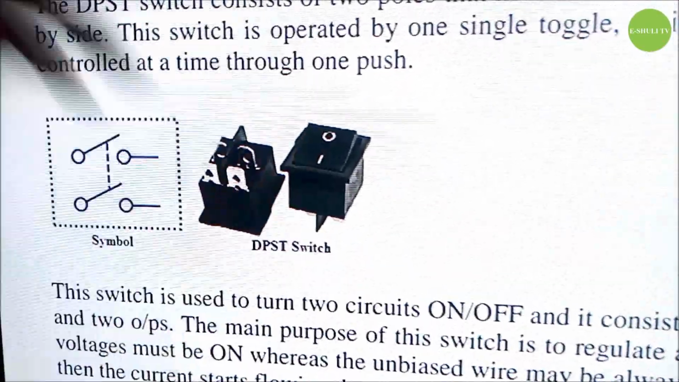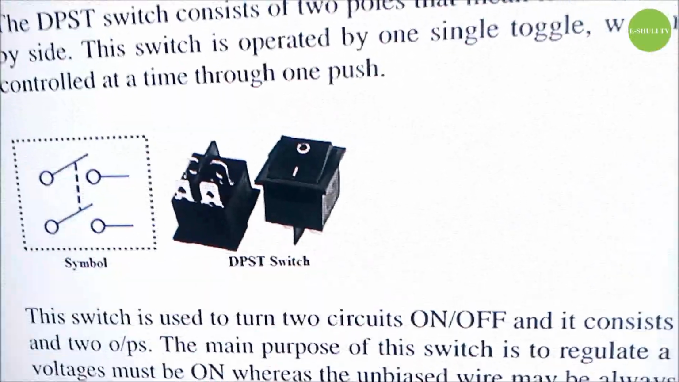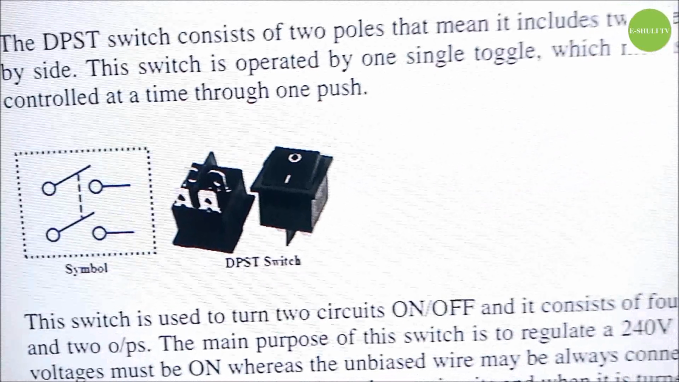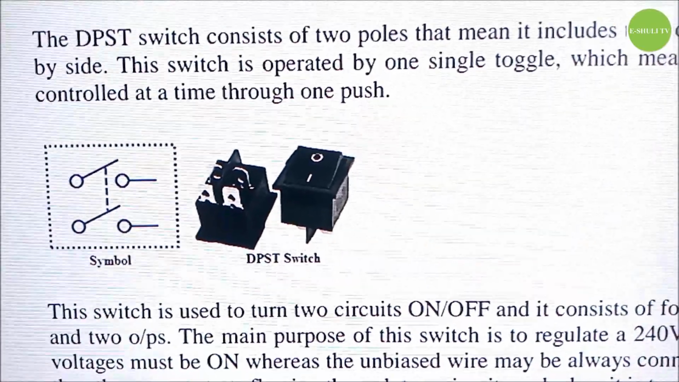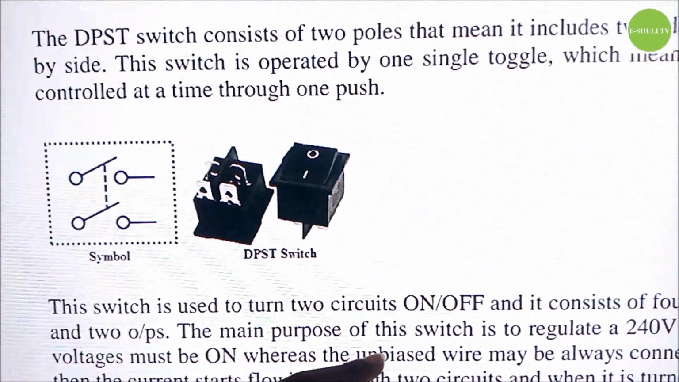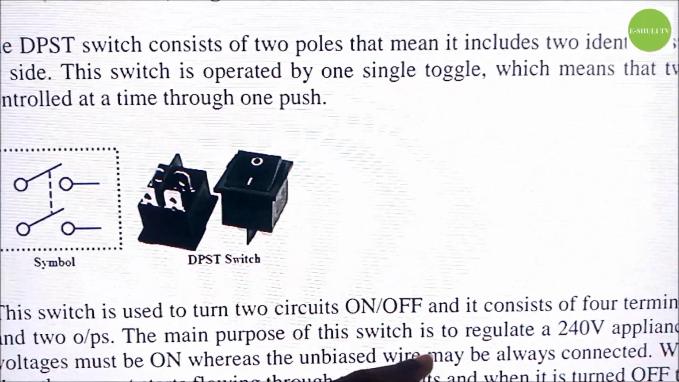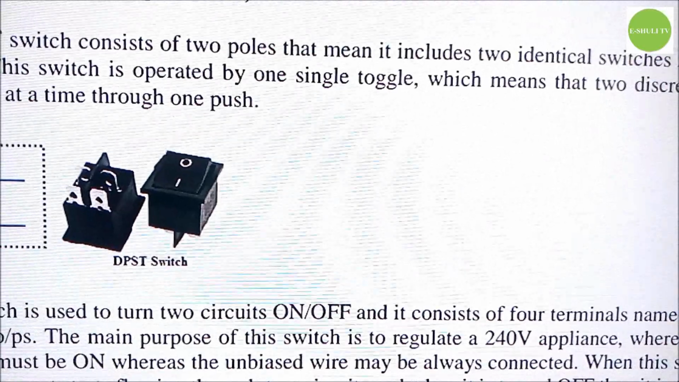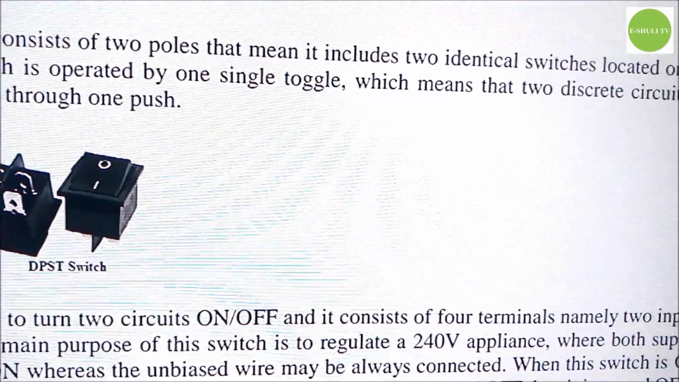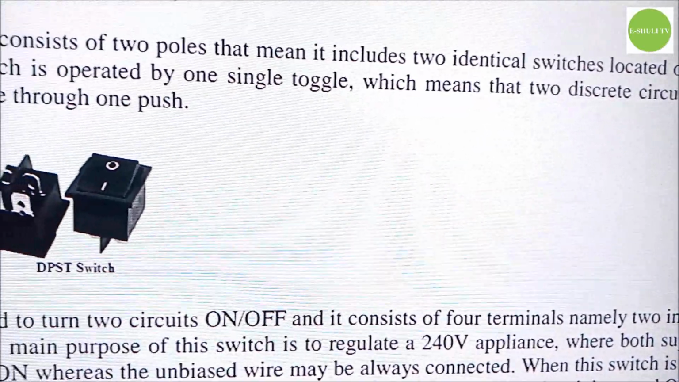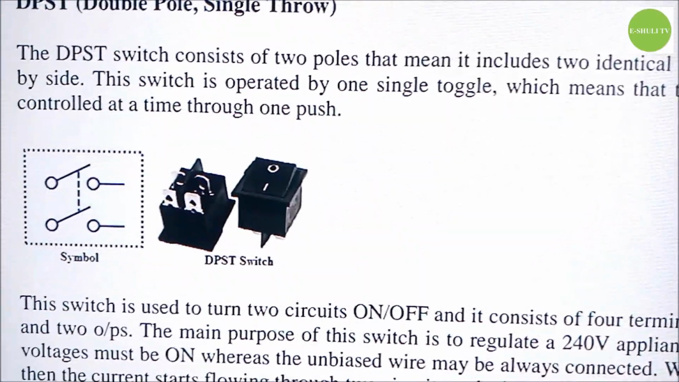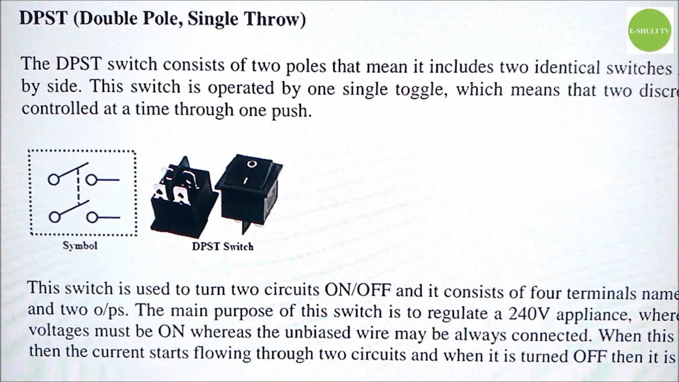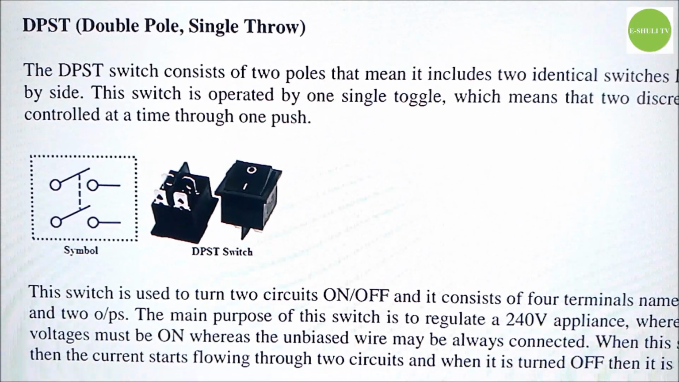While you push or change the position, while you change the state of a switch, the output goes on at the same time. The main purpose of this switch is to regulate a 240 voltage appliance where both supply voltage must be on, whereas the neutral wire may always be connected.